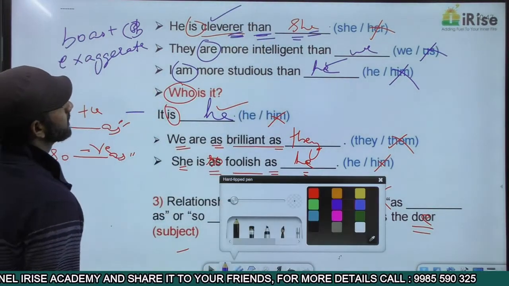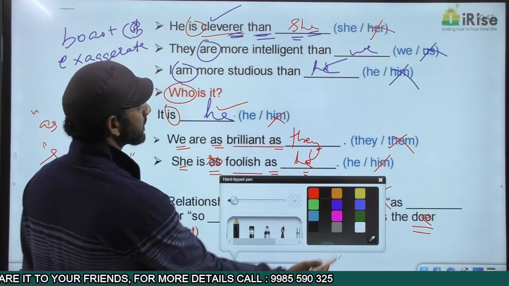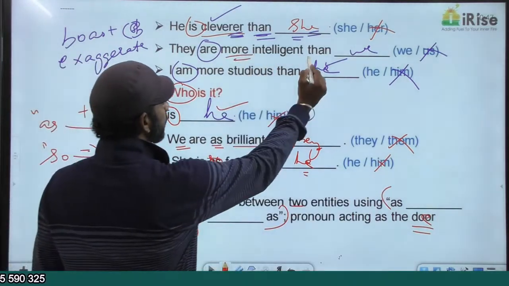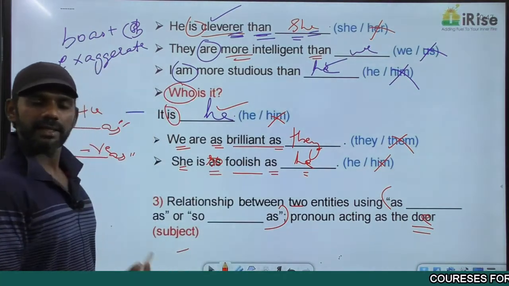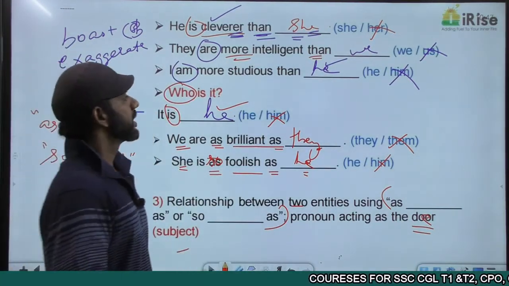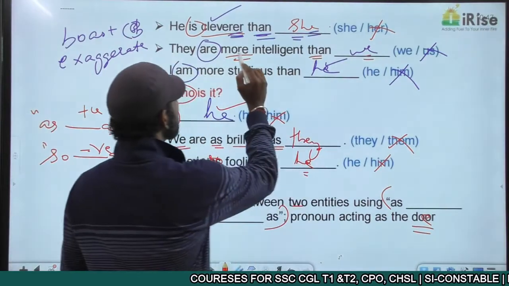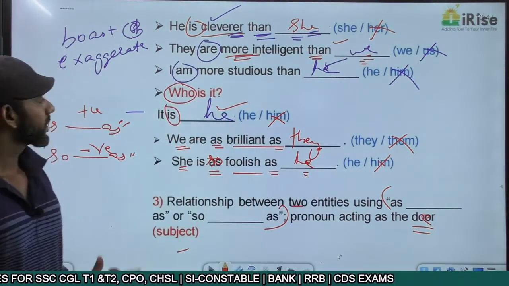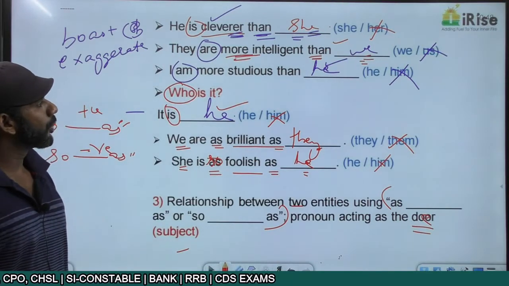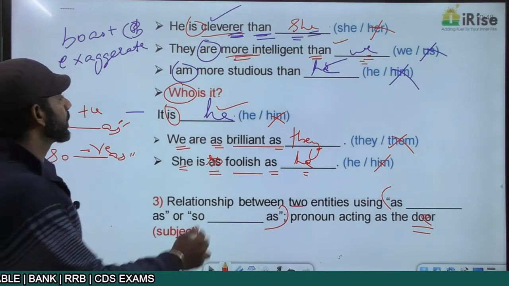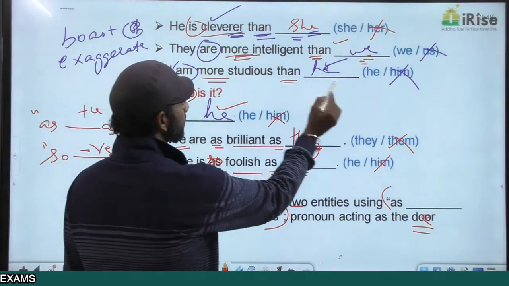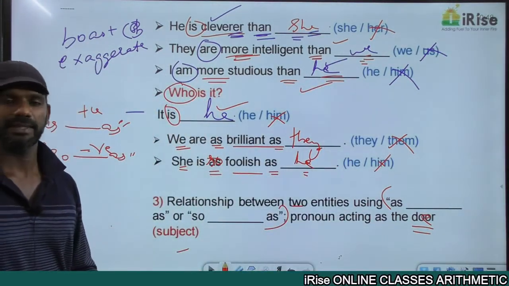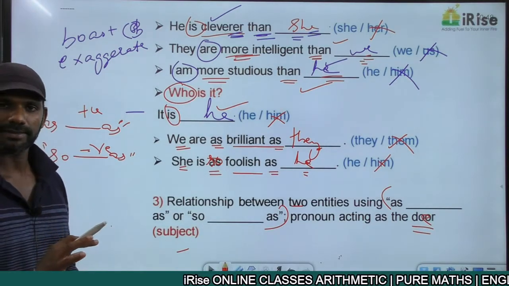Come to the next one. They are more intelligent than dash. More intelligent is a more word followed by than. And if it is than, the pronoun must be in the subjective form. We is subjective, so more word than subjective pronoun, grammatically correct. Come to next one. I am more studious than dash. More studious is a more word followed by than, subjective pronoun, grammatically correct. This is another reason. So one sentence has got many rules in it.